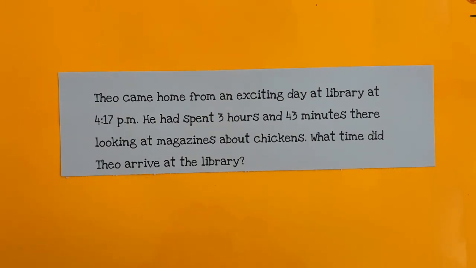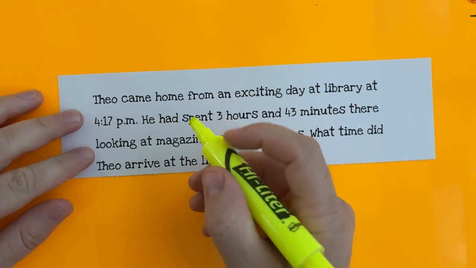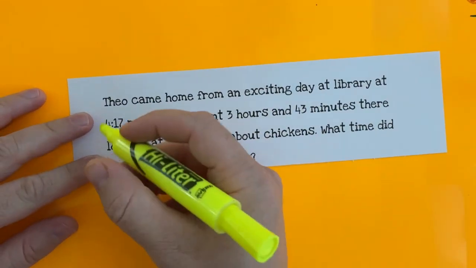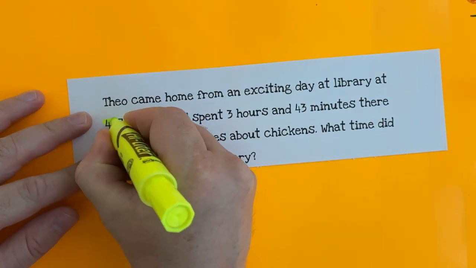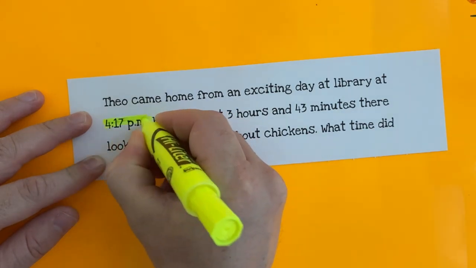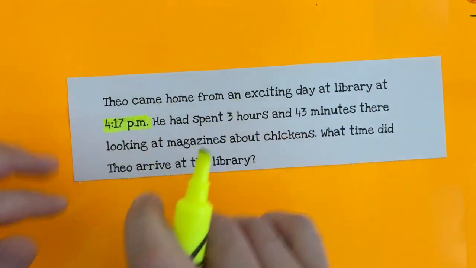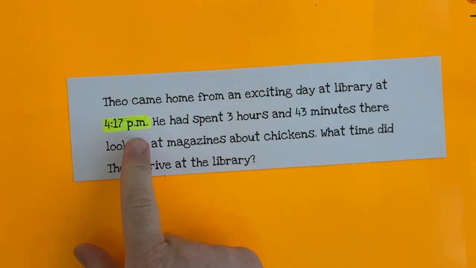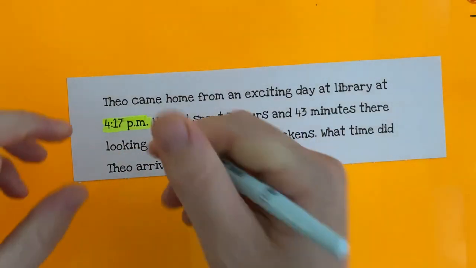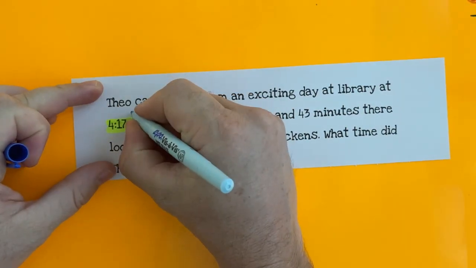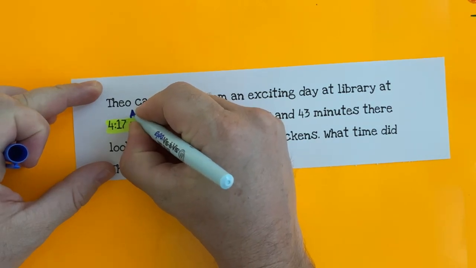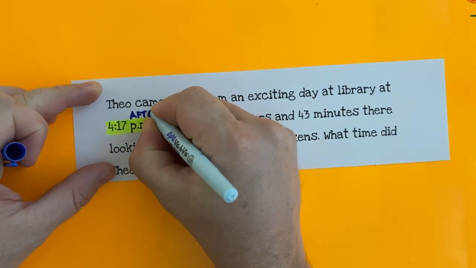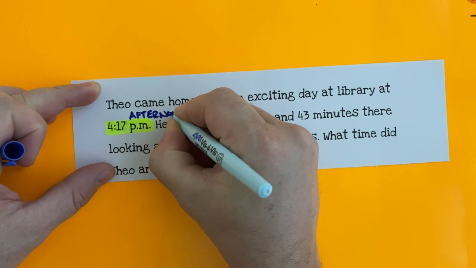Okay, like always, the first thing we're going to do is find the important information. And the first piece of important information I have is this right here, 4:17 p.m. Now p.m. here stands for in the evening or in the afternoon. So we're going to label that as afternoon.